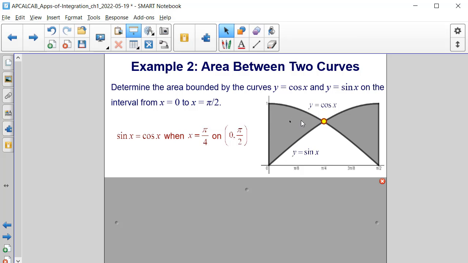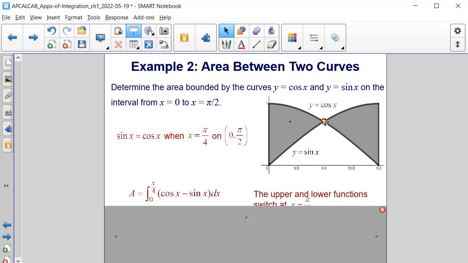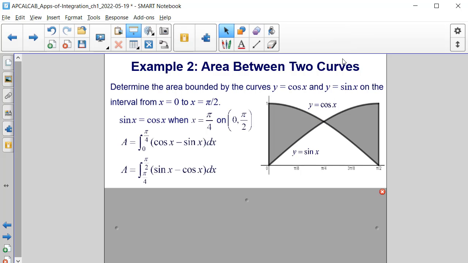To find the area of this first section that we have here, we're going to integrate from 0 to pi over 4 the cosine of x minus the sine of x. And then from pi over 4 to pi over 2, we are going to integrate the sine of x minus cosine of x. So since the upper and lower bounds switch at x equals pi over 4, we can calculate each of these areas separately and then add them together. And now that we have our integrals, let's actually integrate.